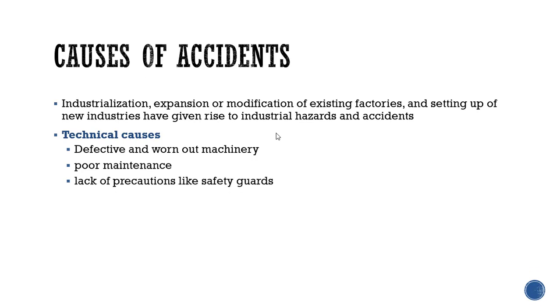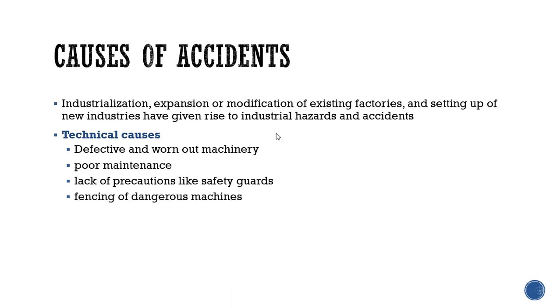Next, lack of precautions like safety guards. These are things that we need to consider in most cases. What are all the precaution systems that we can provide so that we can avoid accidents? Because of lack of precautions, accidents may happen.